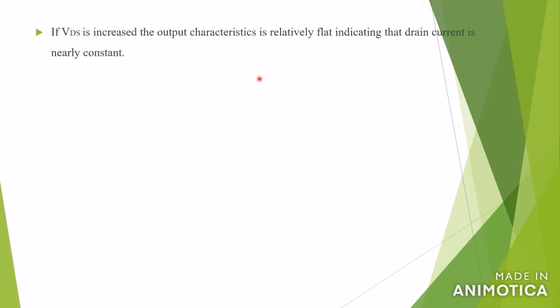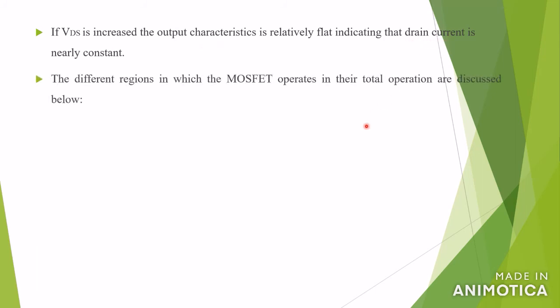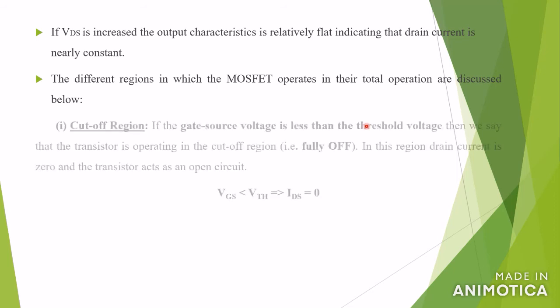This is a summary of what we have discussed so far. If VDS is increased, the output characteristics are relatively flat. As I said earlier, the drain current remains almost constant if we increase the drain source voltage, because the drain current depends only on the gate source voltage. There are three different regions in the output characteristics as we have discussed earlier.